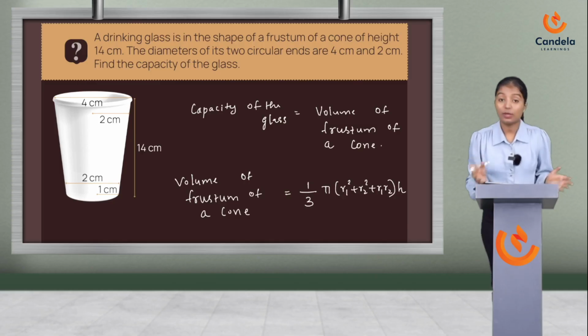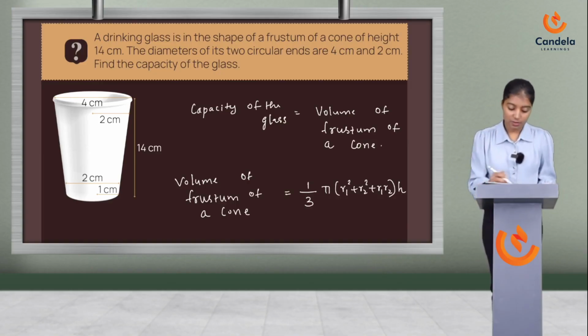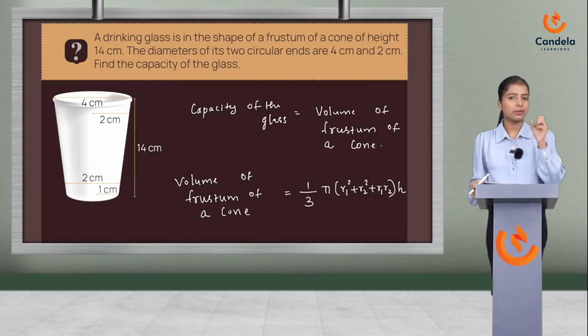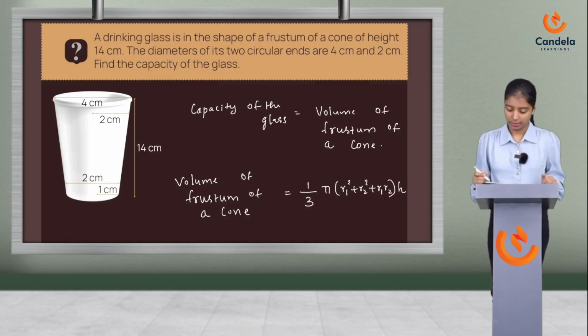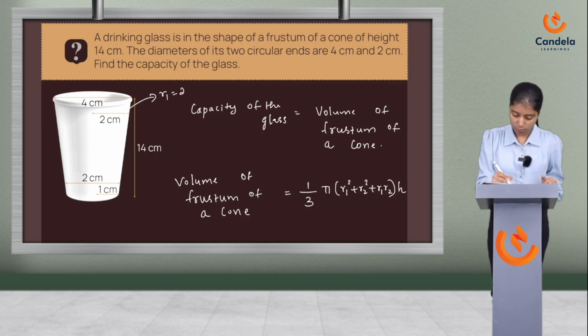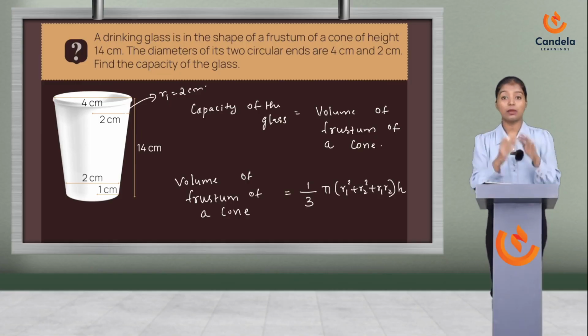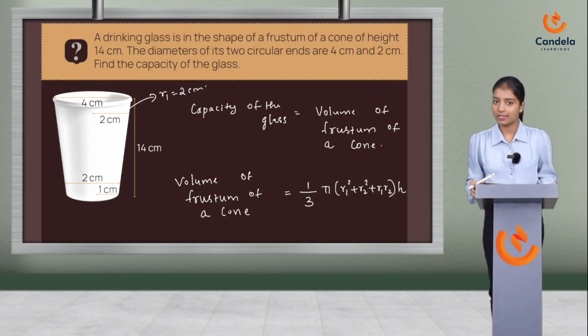Let's check. So look at the rough figure we got, where R1 is the radius of the bigger circle, right? So that is the topmost part. Here we are provided with the diameter, that is 4 cm. So from that we can easily find out the radius, right? Just half of it, that is 2 cm. So we got the value, this is nothing but our R1. R1 is equal to 2 centimeter. And if you look at the bottommost part, there also we have a circle, right?